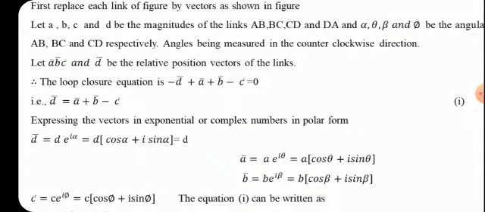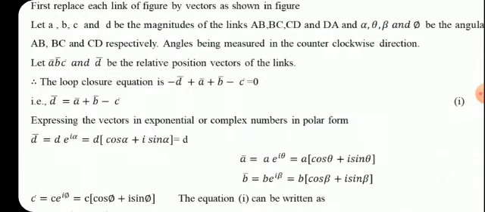Let D dash, A dash, B dash and C dash be the relative position vectors of the links. Therefore, the loop closure equation is minus D dash plus A dash plus B dash minus C dash is equal to 0.